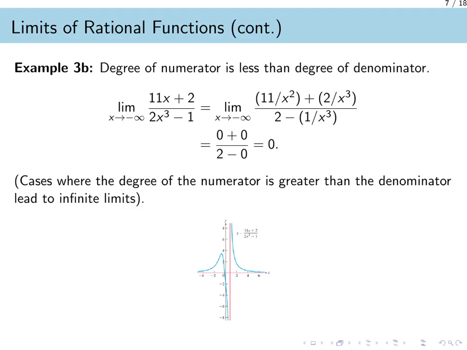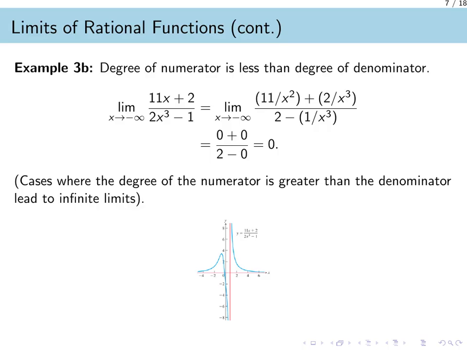Now I will examine the second major case for limits of rational functions, where the degree of the numerator is less than the degree of the denominator. Here we want to find the limit of the fraction with numerator 11x plus 2 and denominator 2x cubed minus 1, as x approaches negative infinity.